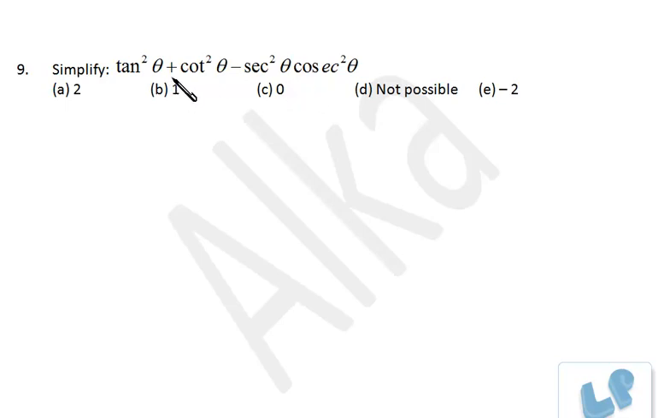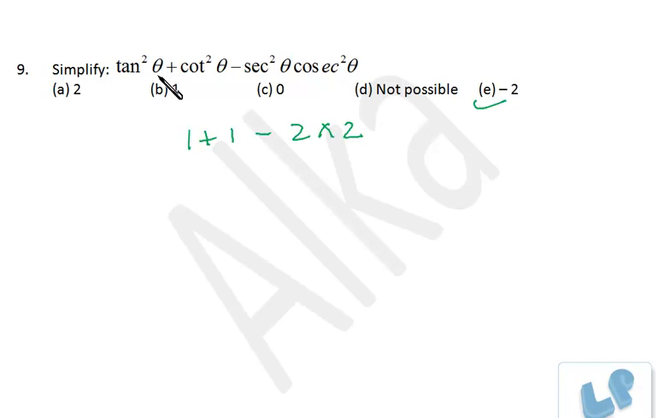Suppose for simplicity I take theta as 45 degrees, because tan 45 is 1 and cot 45 is 1. So tan square 45 is 1, cot square 45 is 1. Sec 45 is root 2, so sec square 45 is 2. Similarly, cosec 45 is root 2, so cosec square 45 is 2. So it is 2 minus 4, that's minus 2. As simple as that. You can choose other values as well.